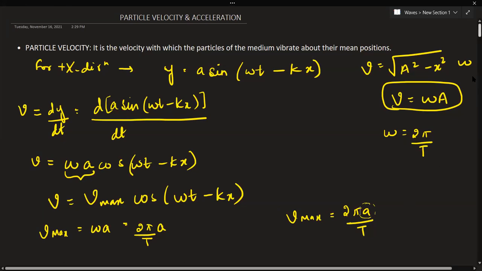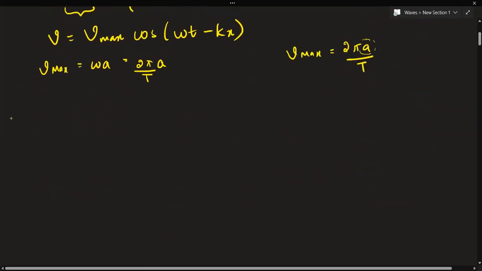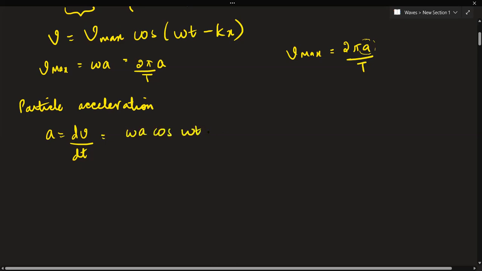Now if we have to calculate the particle's acceleration, this was the particle's velocity. Acceleration is the differential form of velocity only. It is the rate of change of velocity. So we have the value of velocity with us. For calculation of acceleration, we can simply differentiate it, dv over dt. The velocity was omega a cos omega t minus kx. Differentiation of this means differentiating velocity with respect to time.